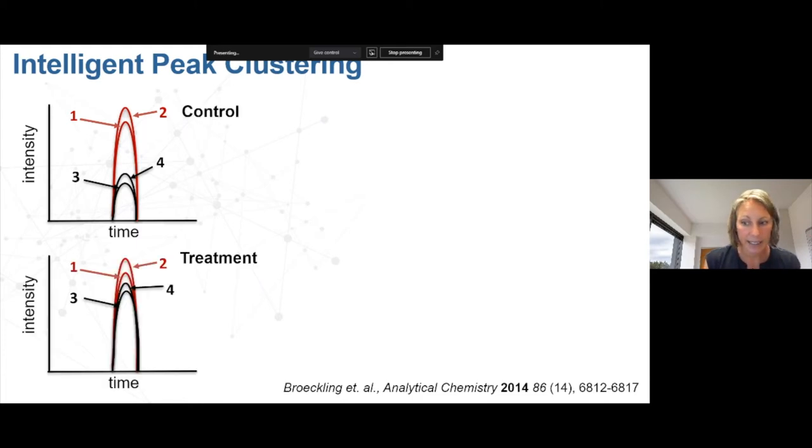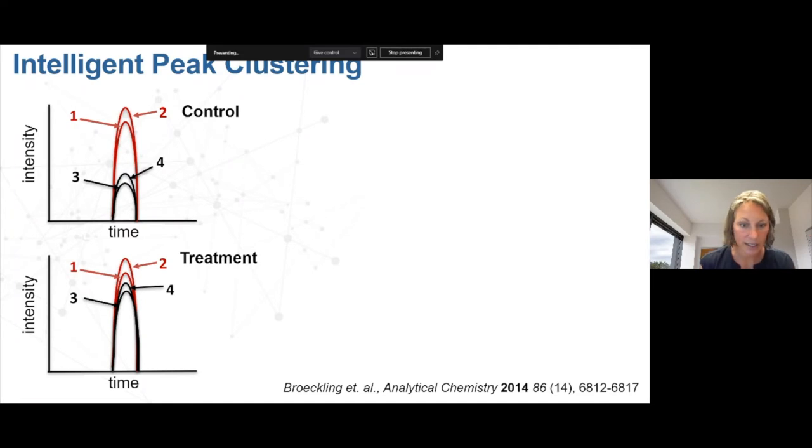However, if we look at the quantitative variation of these same peaks between, for example, a control and a treated sample, or a group of samples, you can see that the quantitative variation across these treatments is quite different. And this tells us that these peaks are not necessarily arising from the same compound.